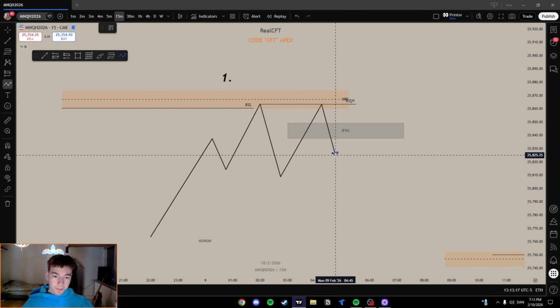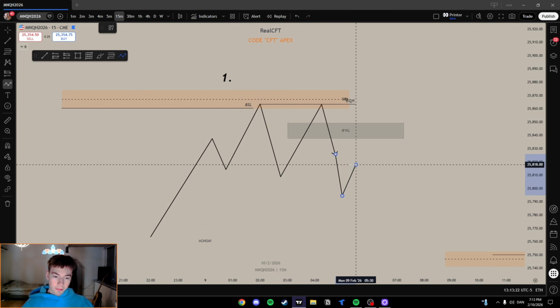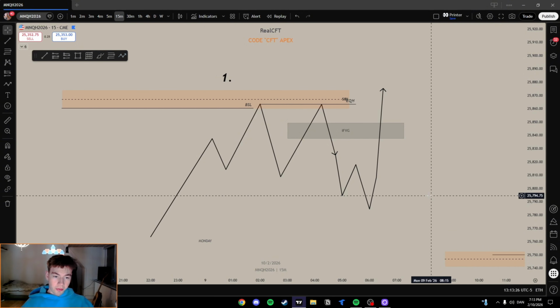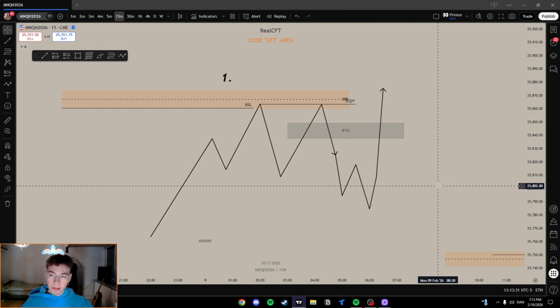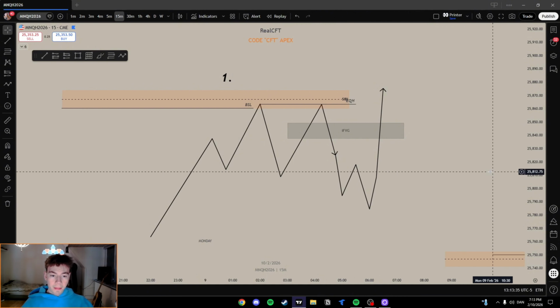Let's say we drop down, we sweep these lows right here, and we get a nice inversion right here. We could target them instead. It really depends on your bias, your drawn liquidity, and a lot of other things. So avoid this setup.